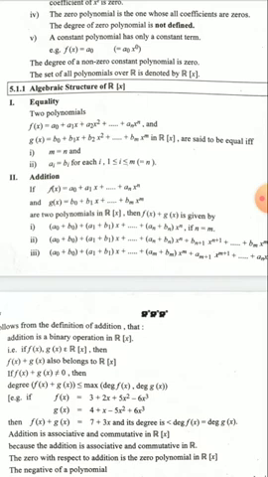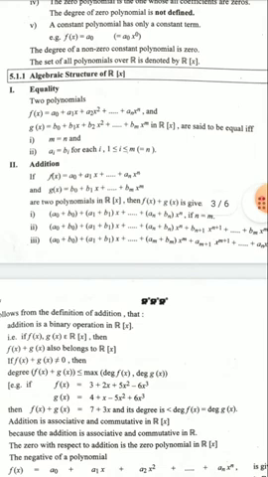If f of x is equal to a naught plus a1x plus dot dot dot plus an x raised to the power n, and g of x is equal to b naught plus b1x plus dot dot dot plus bm x raised to the power m are two polynomials in R of x, then f of x plus g of x, meaning addition of these two polynomials, is given by, so how to do addition? See here, a naught plus b naught plus a1 plus b1 x plus dot dot dot plus an plus bn x raised to the power n. So this is the addition of polynomials f of x and g of x if n is equal to m.